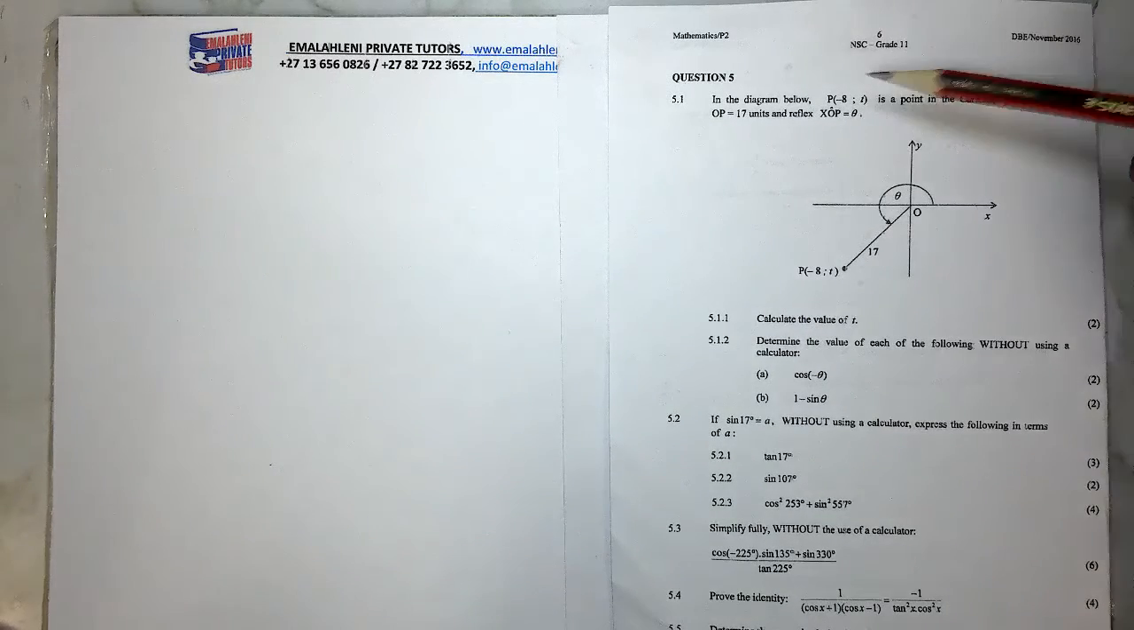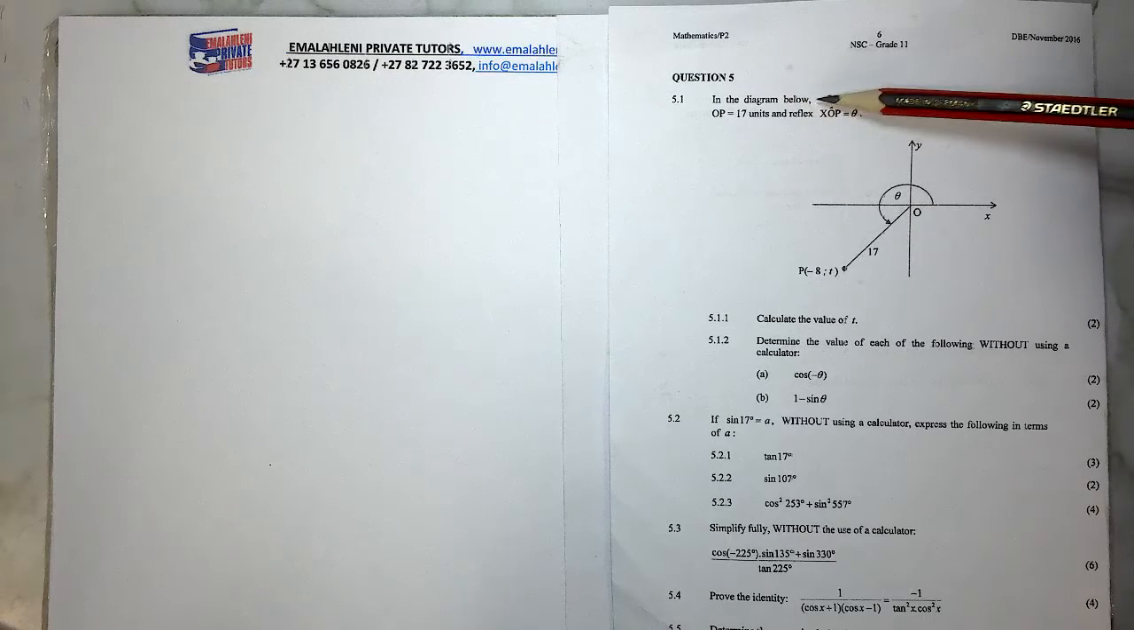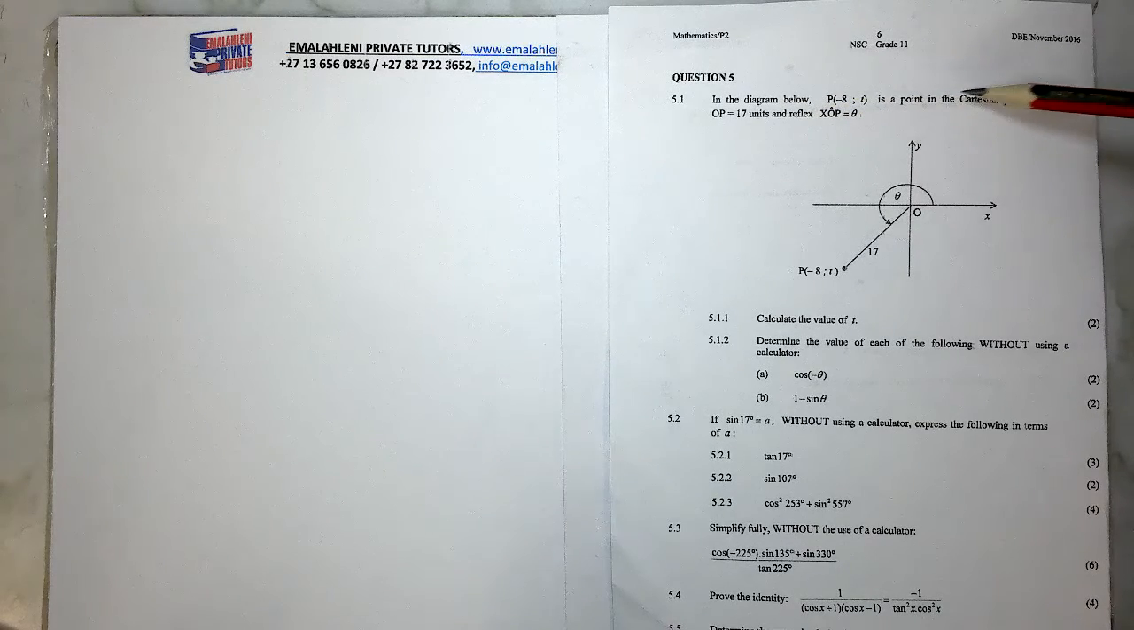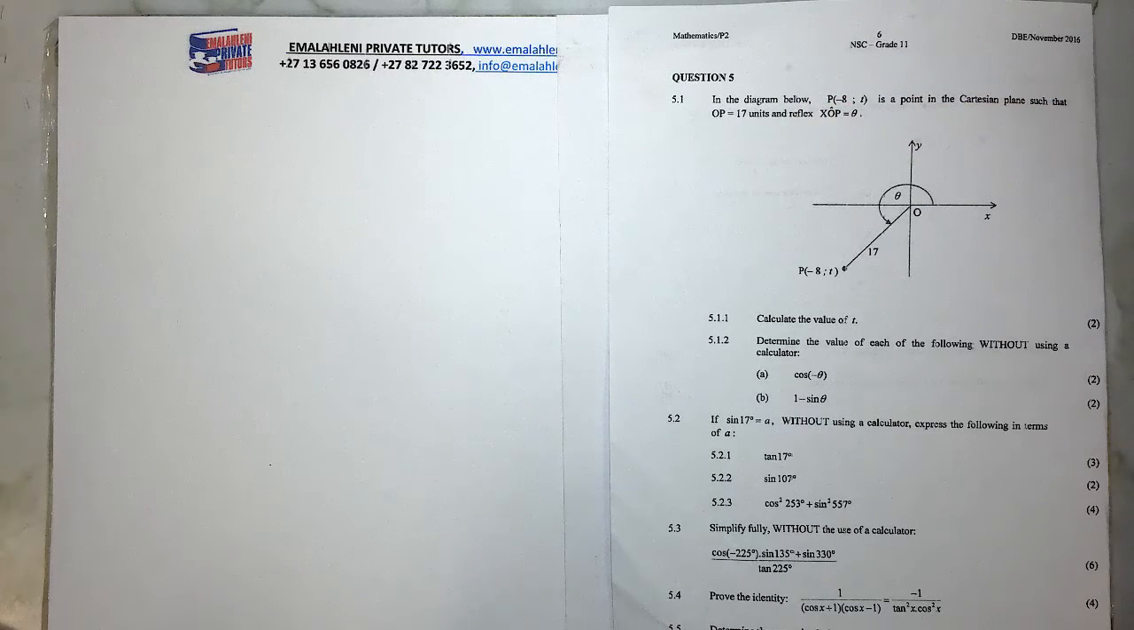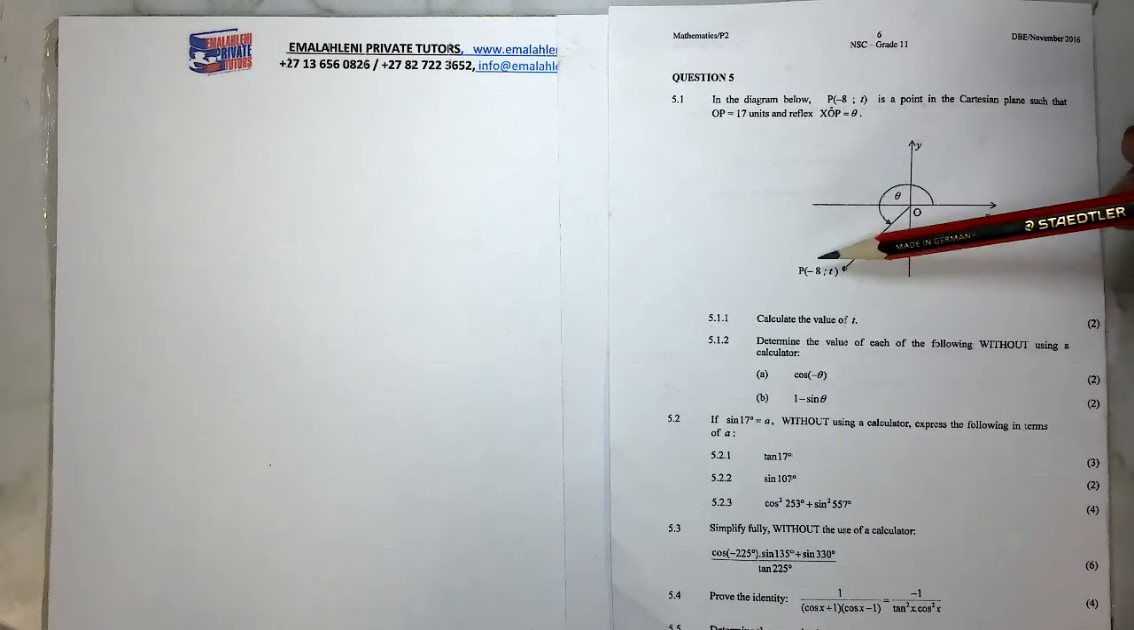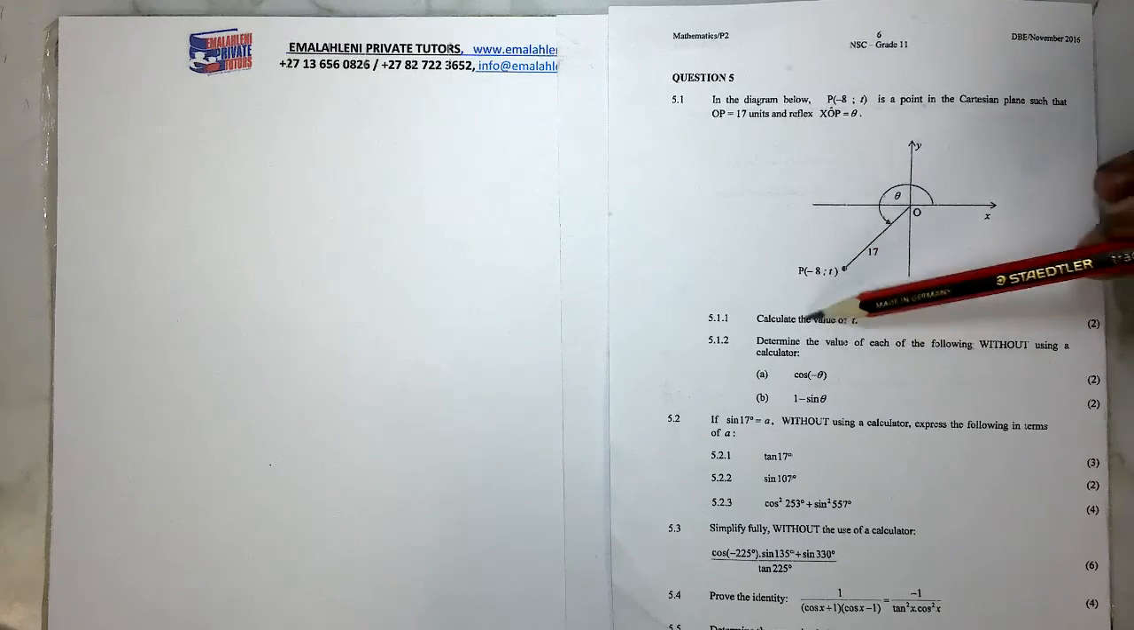Now it reads, in the diagram below, (-p; -8t) is a point on the Cartesian plane such that OP is equal to 17 units and reflex XOP is equal to theta. Now your reflex is above 180. Now they're asking us to calculate the value of t.